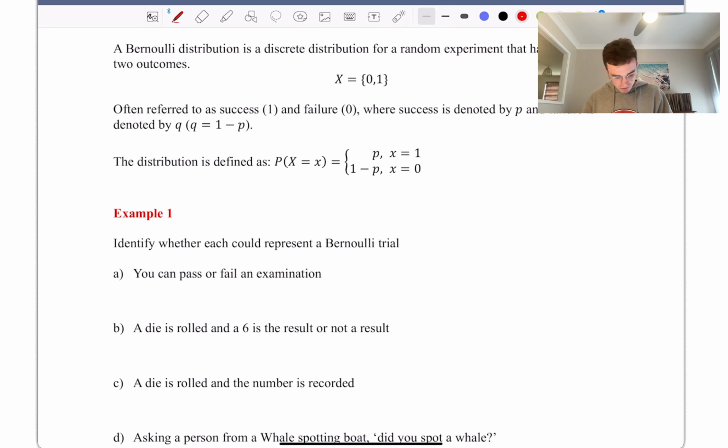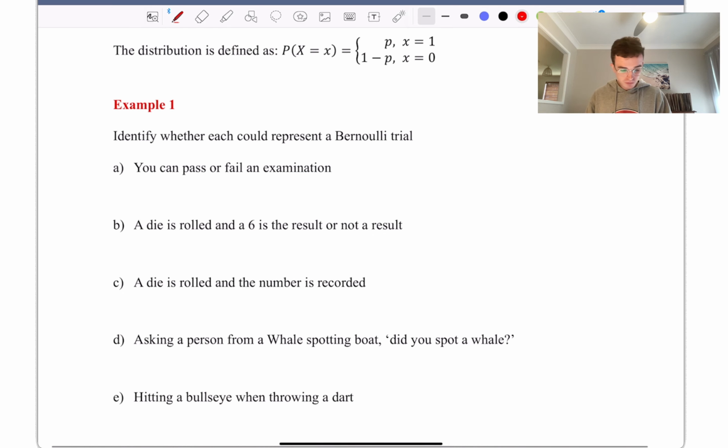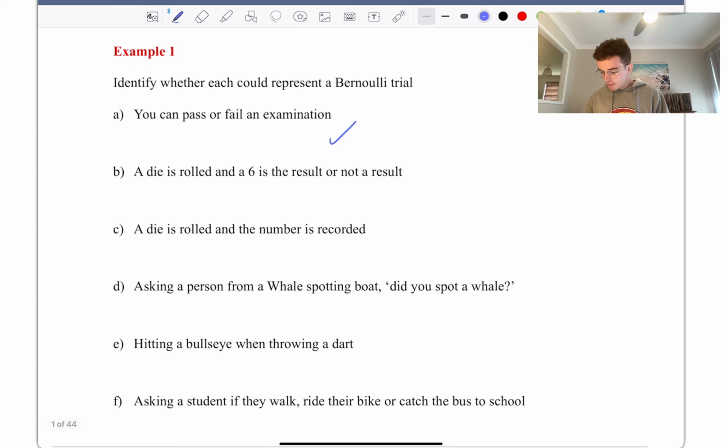So we're going to identify whether these are Bernoulli or not. So you pass or fail an examination. So you either pass or you fail. Yes, it's Bernoulli. Part B, a die is rolled and a 6 is the result or not a result. So a 6 or not a 6.